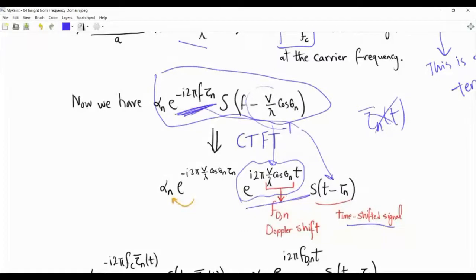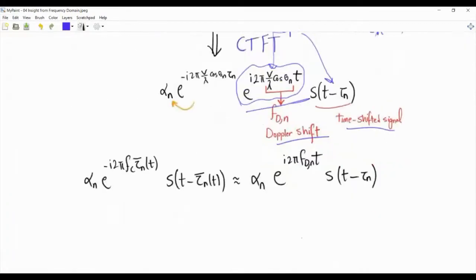So we have e to the i 2 pi v over lambda cosine theta n of t. Okay, and v over lambda cosine theta n is the Doppler shift. This is called the Doppler shift or the Doppler frequency. Okay, so now our received signal, this is basically our friend. This is the model we will use a lot.